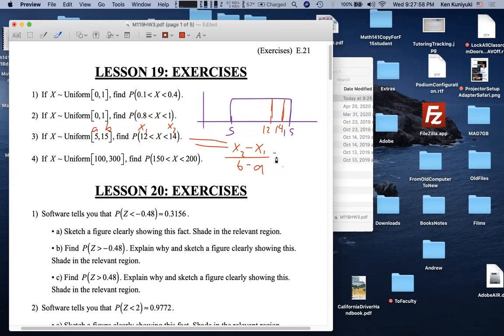X sub 2 is 14 minus x sub 1 is 12, all over b is 15 minus a is 5. So 2 over 10. So yeah, that's a big theme today. 2 over 10, I'll accept that. Remember, I don't require you to reduce fractions, but you should recognize that that's 0.2. It makes sense because it looks like there's only a small proportion of the whole.